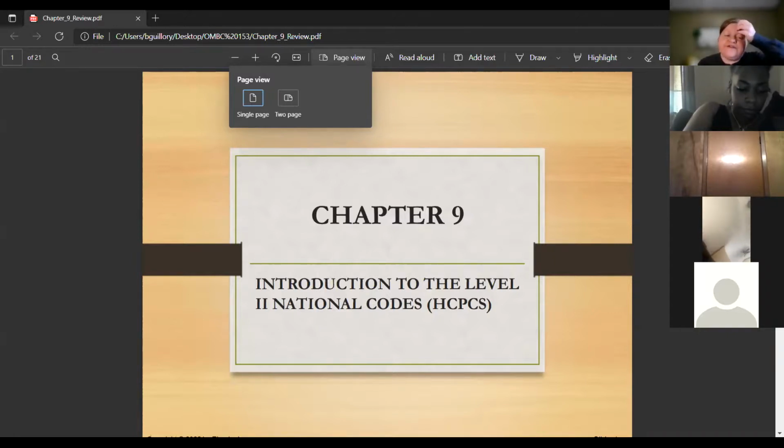You remember you've got your different levels. Your CPT is your level 1, in your CPT manual. Your level 2 is your HCPCS. They're revised quarterly. And Medicare and Medicaid are not the only people that ask for HCPCS codes. Other third-party payers are now asking for HCPCS codes for different services.